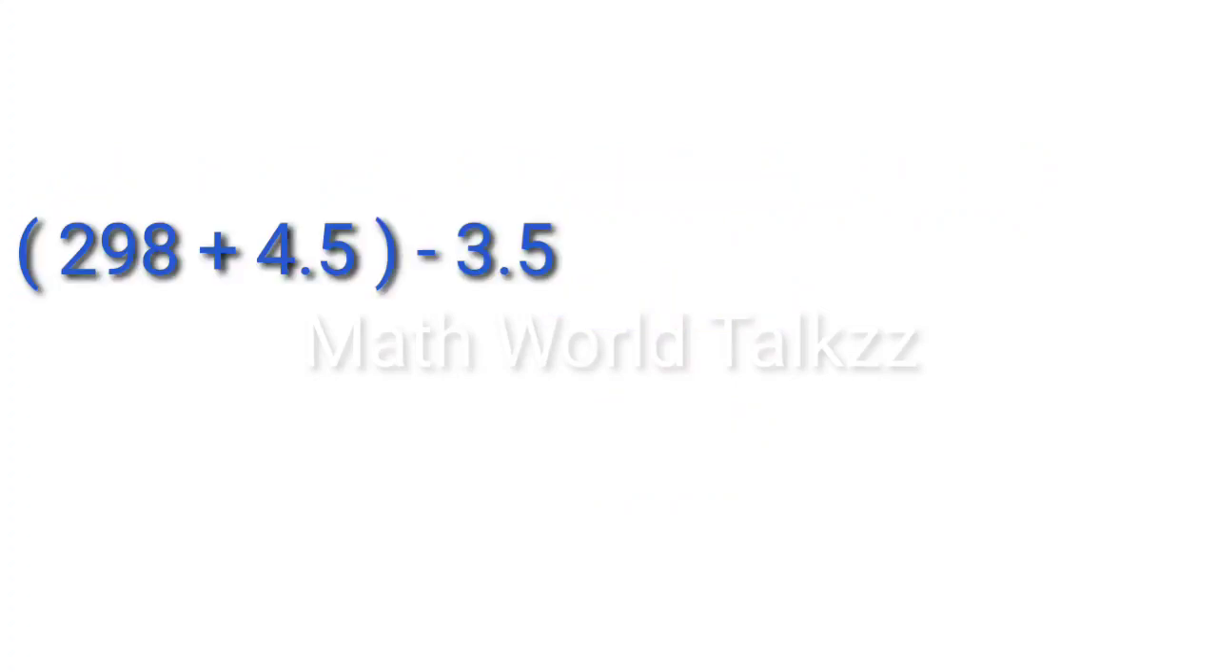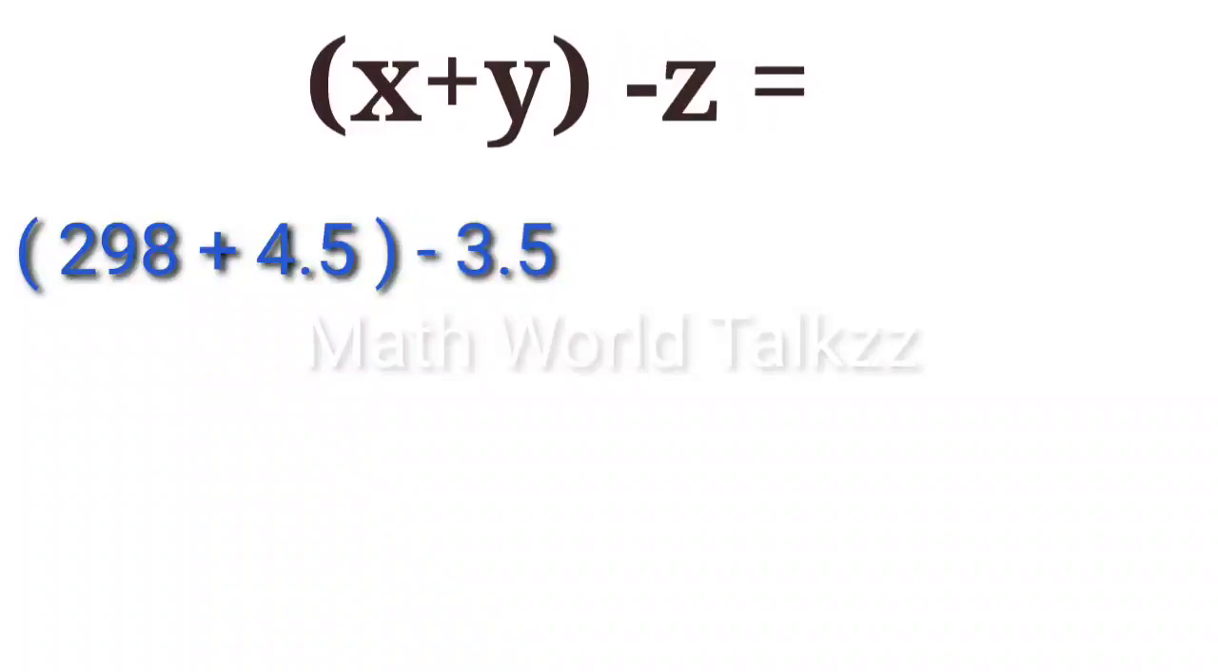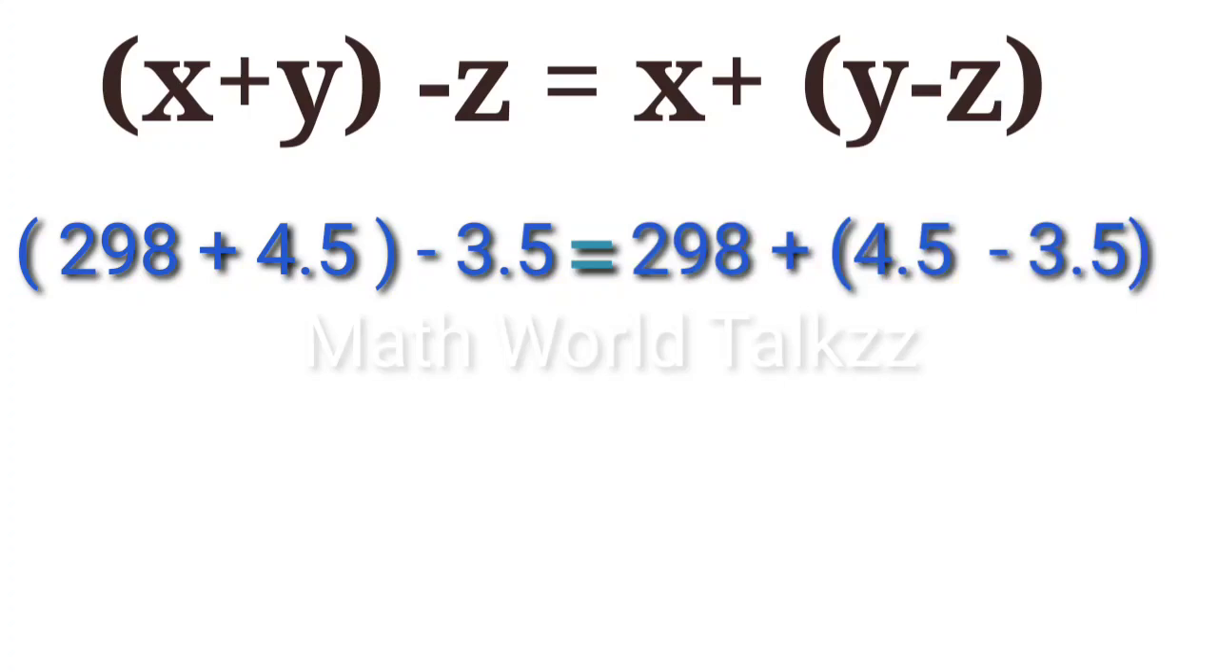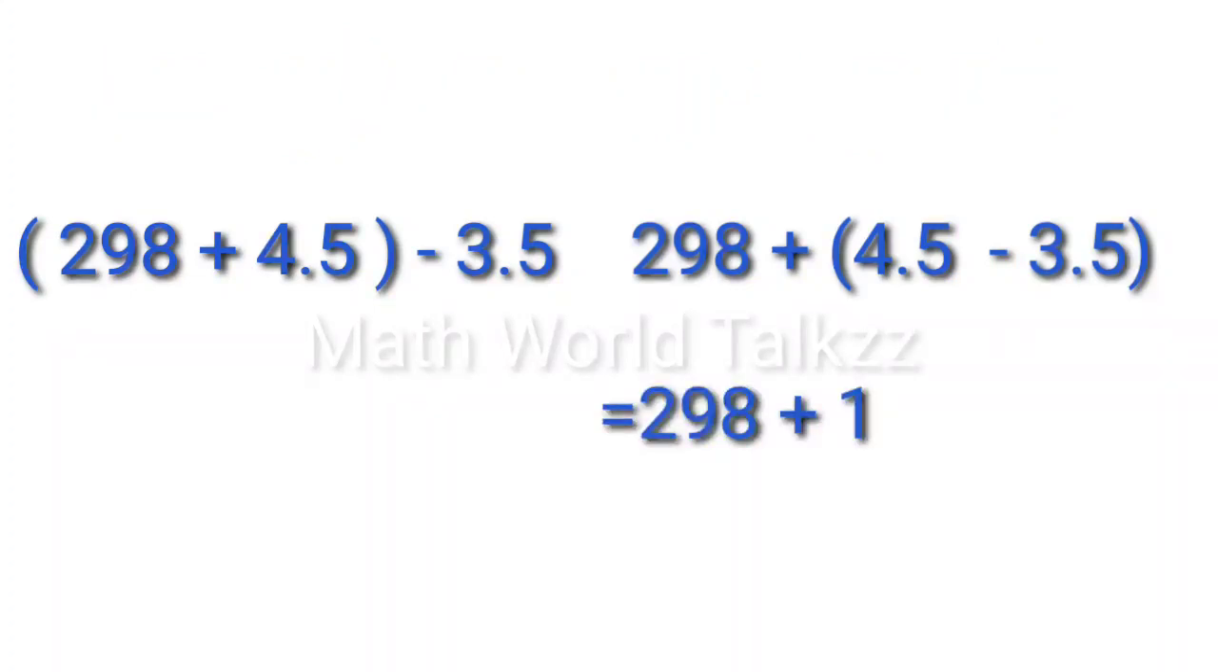Next one is 298 plus 4.5 minus 3.5. So which rule? Two numbers are being added and one number is being subtracted. So we can take x plus y minus z equals x plus y minus z. So here we can write 298 plus, inside the bracket, 4.5 minus 3.5. Then 4.5 minus 3.5 is 1. Then adding with 298 we'll get 299.